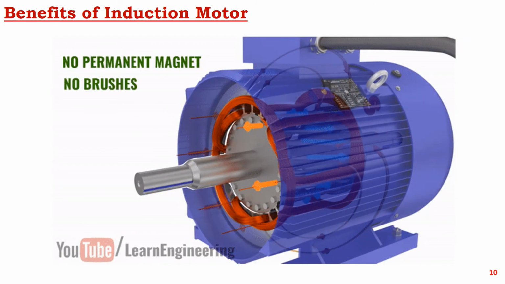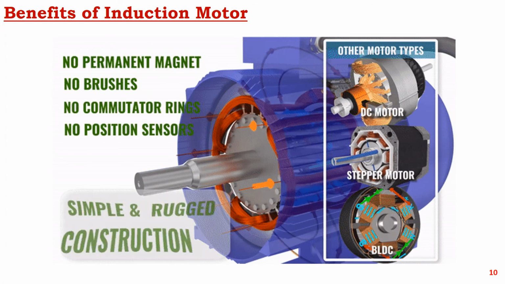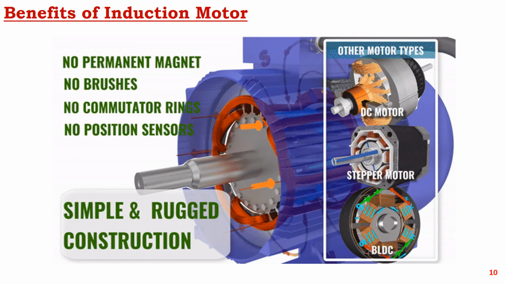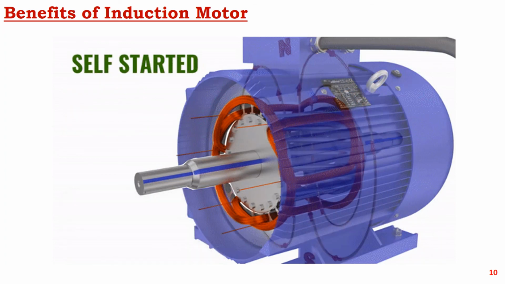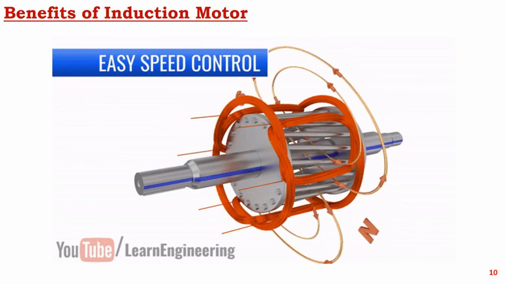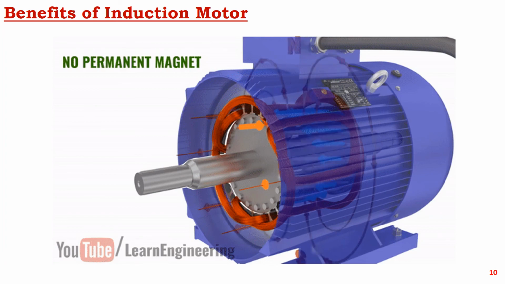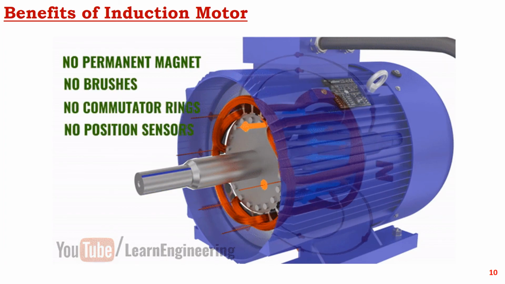So the benefits of the induction motor are no permanent magnets, no brushes, no commutator rings, no position sensors, and it's a simple and rugged construction. So it's a self-started motor, which is used in the electric traction application. Thank you.